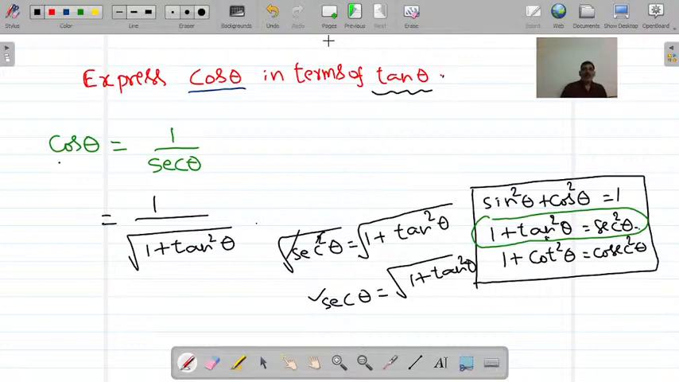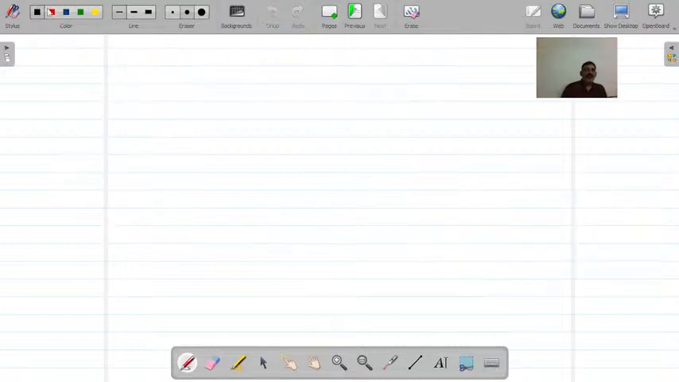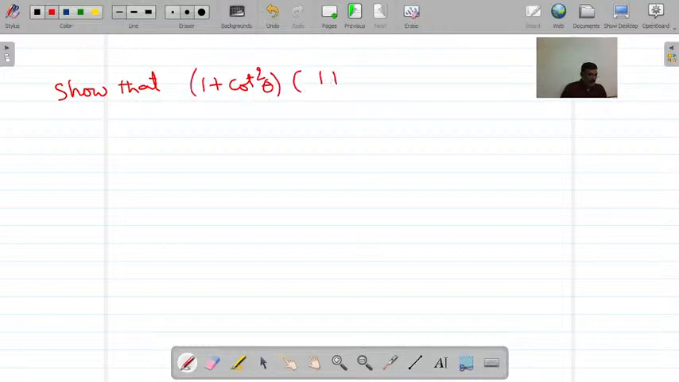Now let us go for one more problem. The next problem is given like this: prove that (1 plus cot square theta) into (1 plus cos theta) into (1 minus cos theta) is equal to 1. Right. At a glance, if we observe, this seems like a very lengthy problem and very difficult. But it is very easy to solve.